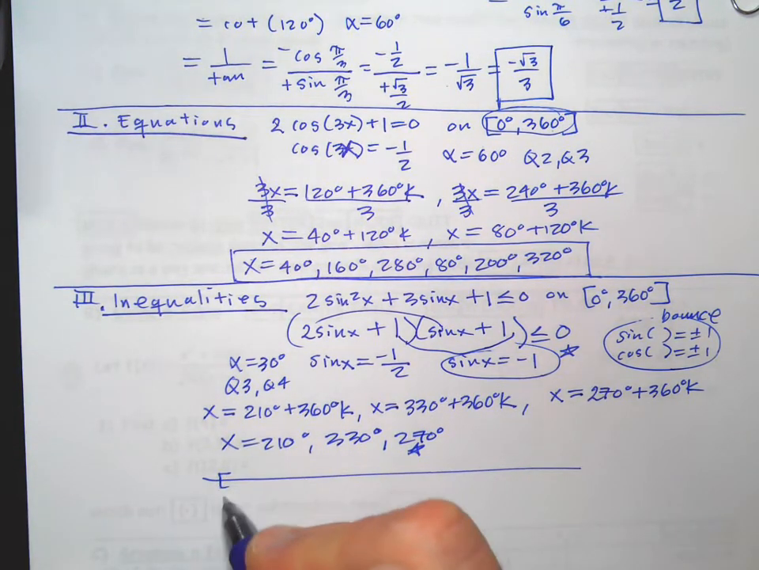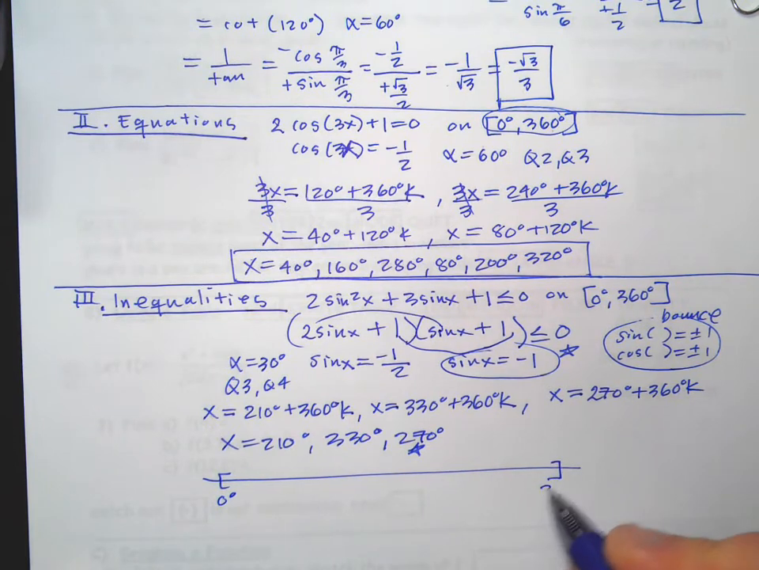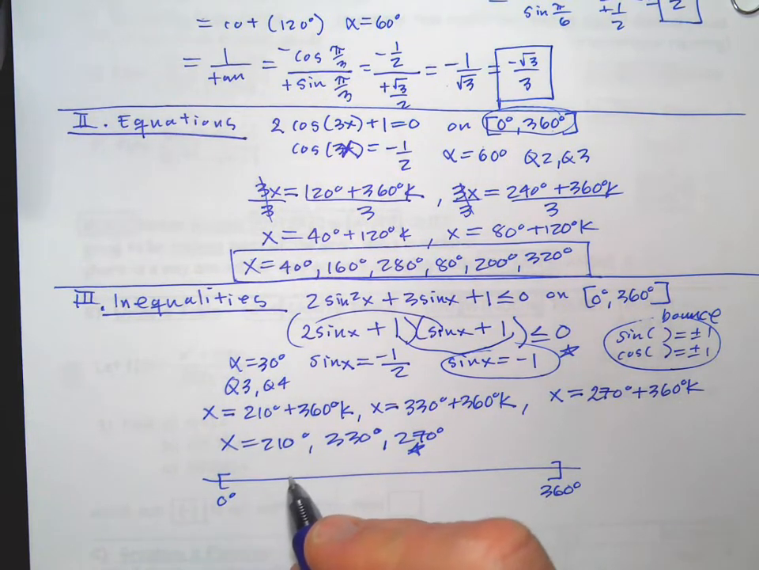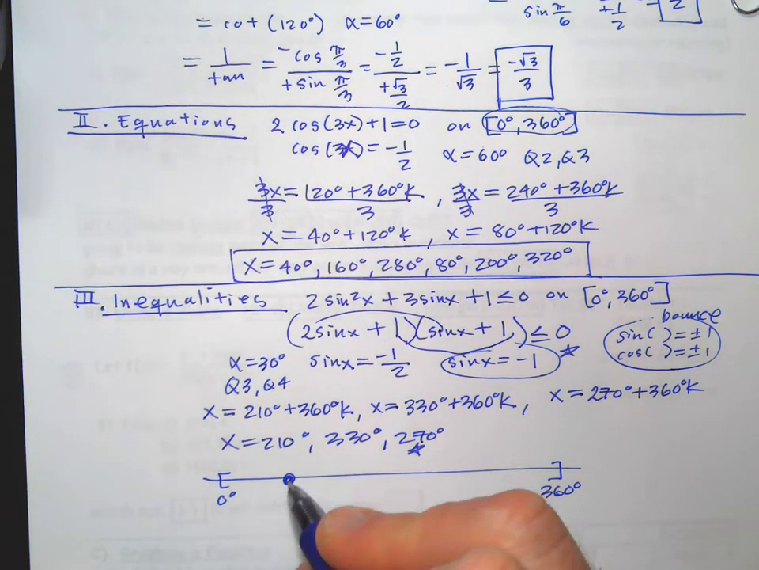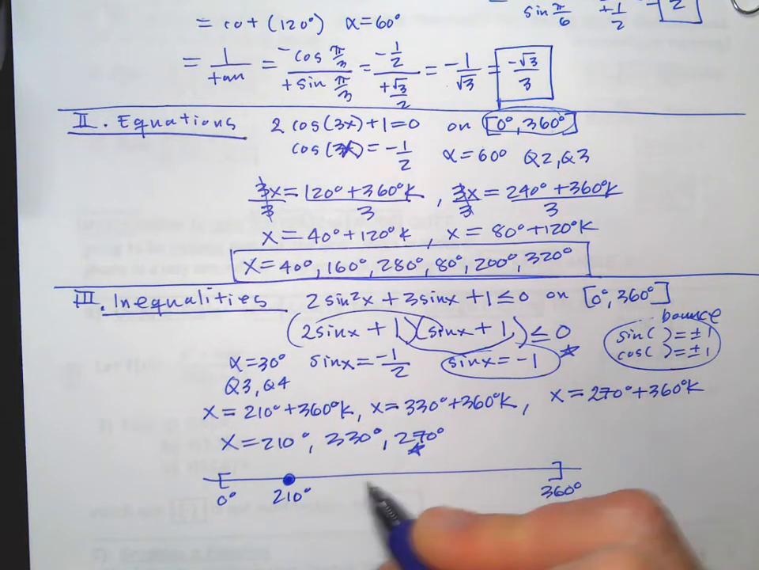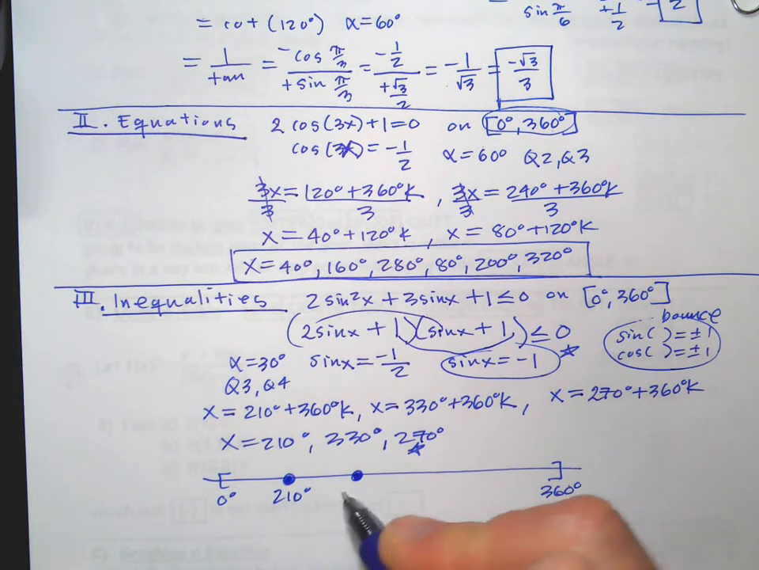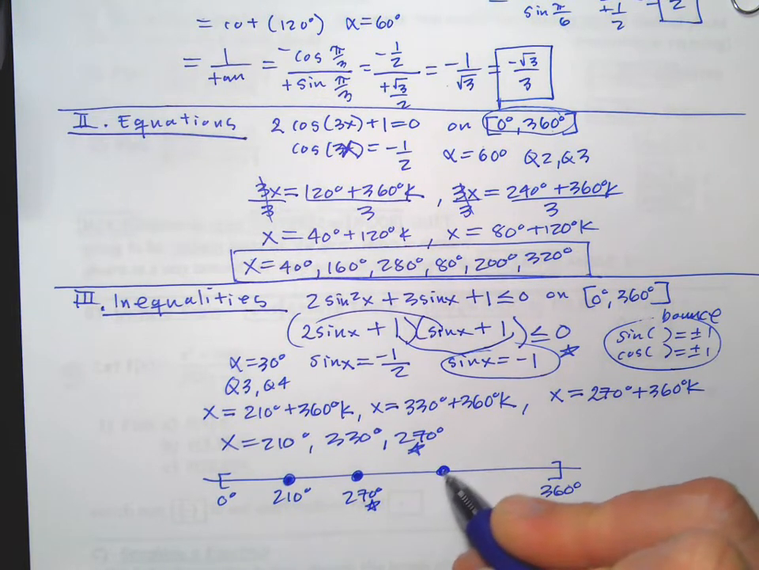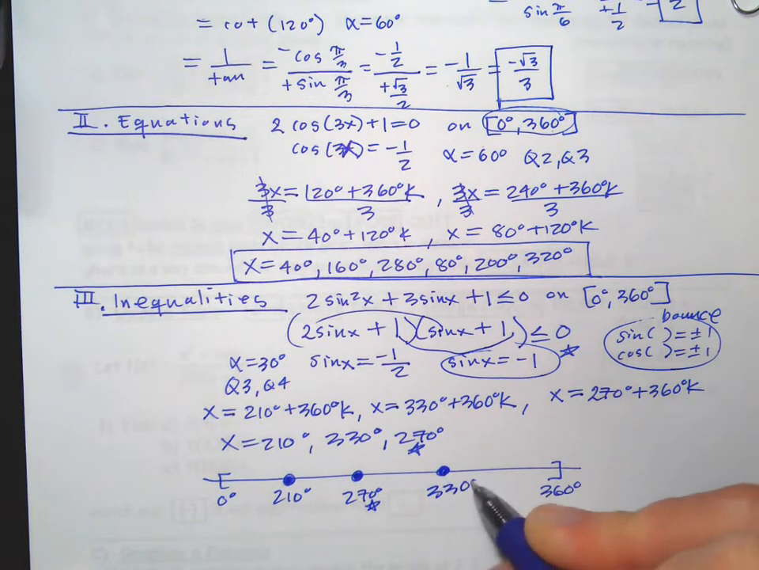And I like to put the domain restrictions on there when the problem has brackets. Okay, so 210, these are going to be solid dots. 210 in order, left to right, smallest to biggest, 270 and 330. And test the value.